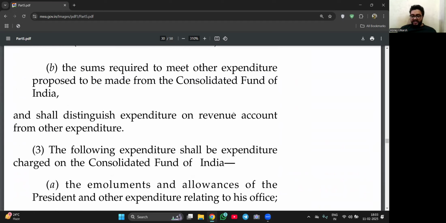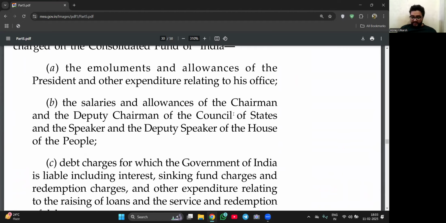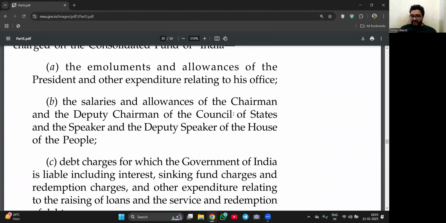The expenditure that is charged upon the Consolidated Fund of India includes the following. First, the emoluments and allowances of the President and other expenditure relating to his office. Second, the salaries and allowances of the Chairman and the Deputy Chairman of Rajya Sabha and the Speaker and the Deputy Speaker of the Lok Sabha. Third, salaries, allowances, and pensions of judges of the Supreme Court. Fourth, pensions of judges of the High Court. Fifth, salaries, allowances, and pensions of the Comptroller and Auditor General of India.